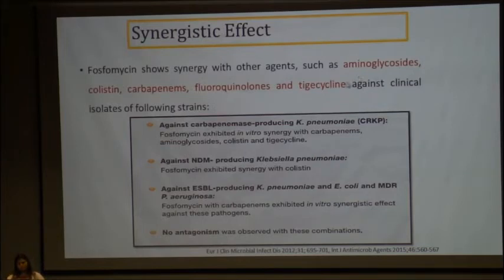Mostly it is given with other agents, and it has a synergistic effect with aminoglycosides, colistin, carbapenems, fluoroquinolones, and tetracyclines as well. So if the organism is a Klebsiella pneumoniae carbapenemase producing, we can combine it with carbapenems, aminoglycosides, colistin, and tetracycline. Against NDM producing Klebsiella pneumoniae, it has a known synergy with colistin. In ESBL producing Klebsiella pneumoniae and E. coli, Fosfomycin with carbapenems exhibited a better in vitro synergistic effect, and no antagonism was seen in the above combinations.